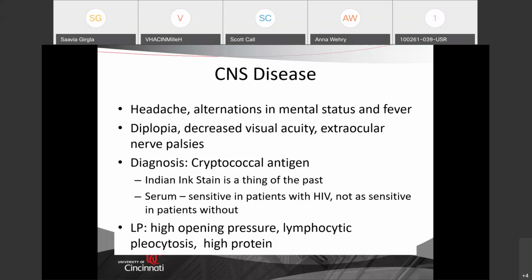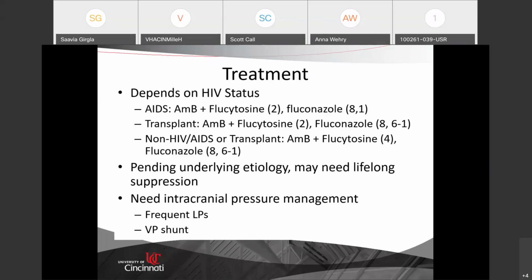And then a lumbar puncture, when you do a lumbar puncture, you'll have a really high opening pressure. You'll see a lymphocytic pleocytosis and a pretty high protein. So if you see those things, you need to really think about Cryptococcus. Treatment depends on your HIV status and your immune status.